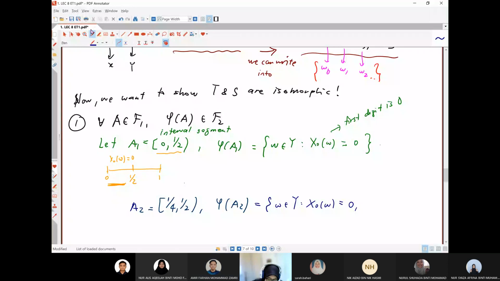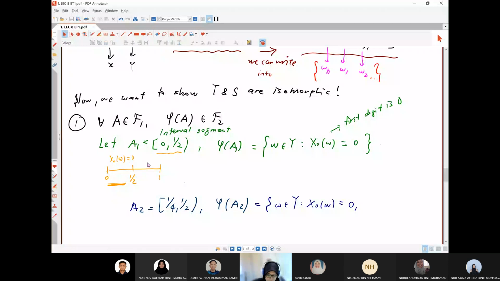Now I change. Okay, now I repeat. Now we are in the stage of showing that T and S are isomorphic. So to show that they are isomorphic, we have to consider three properties. So the first one, for any A in the sigma algebra 1, we have the image of A in sigma algebra 2. So now you have to choose. A is a segment in the dyadic transformation, and you get the image in the Bernoulli transformation, which is this one. So in the case of interval segment of 0 and 1/2, you will have the first digit is 0.